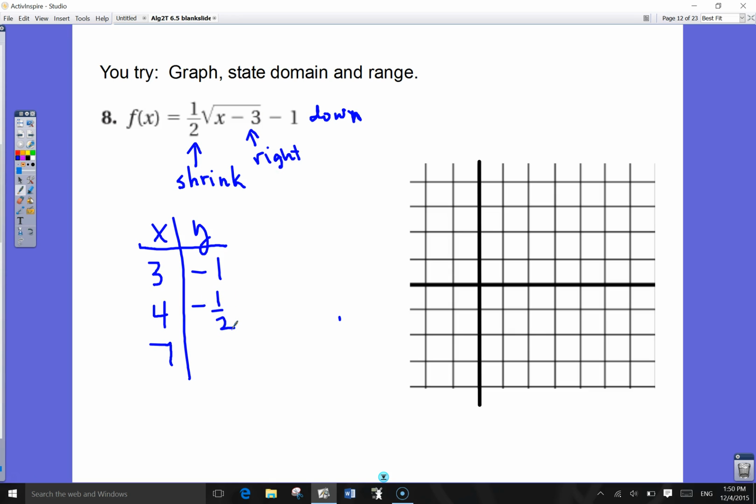And then 7 minus 3 is 4. Square root of 4 is 2. 2 over 2 is 1. 1 minus 1 is 0. So let me graph those there. 3, negative 1. 4, negative 1 half. And 7, 5, 6, 7, right there. So here we go. Sketch.